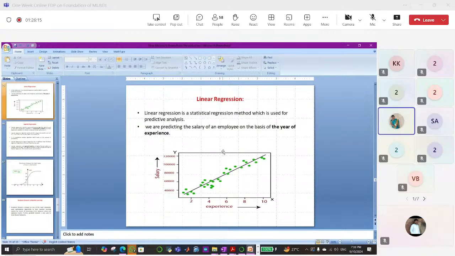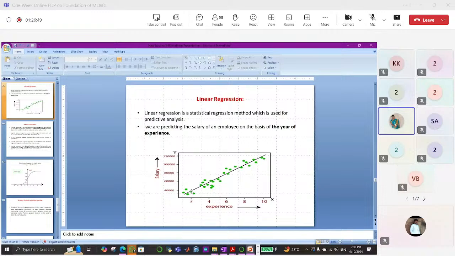Next, linear regression. See the diagram. On the x-axis, this is the independent variable, experience. We are considering the experience of the employee: 2, 4, 6, 8 and 10. So this is the experience x value. On the y-axis we are considering the dependent variable, salary, like 40,000, 60,000, 80,000 like that. So for 2 years of experience, what is our salary?